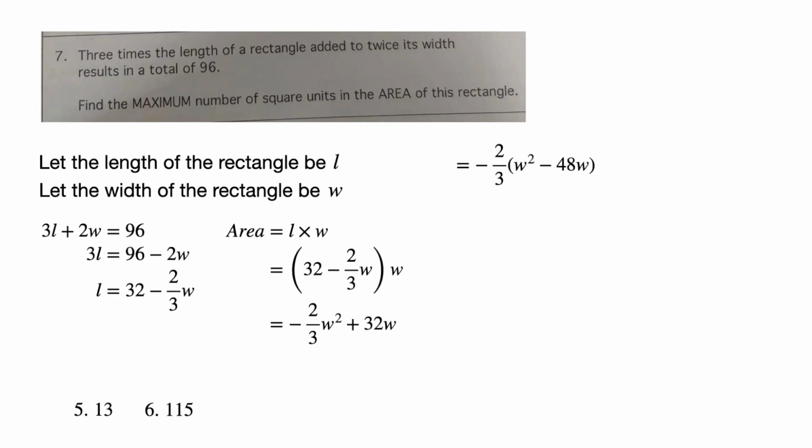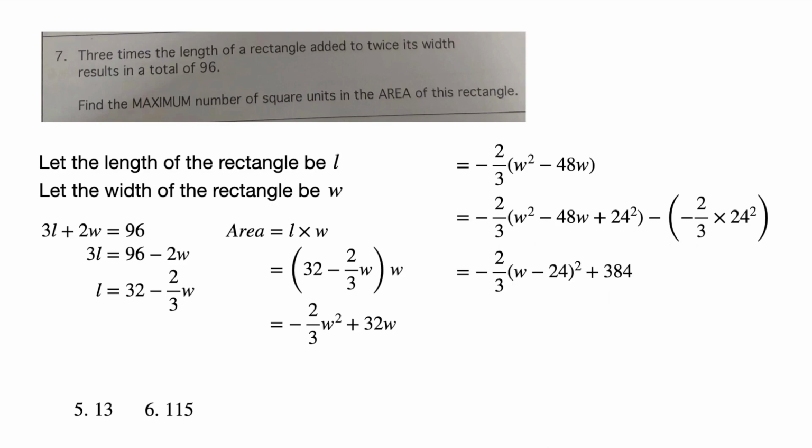So first, to complete the square, we pull out the leading coefficient, which is negative 2/3 here, and then add this 24 squared so we can turn this part into a square. But because we're adding things here, we also need to subtract it outside of the parentheses to make sure that the expression hasn't changed value. And then we simplify to get it in vertex form, with this constant out here being the maximum value of that downward-facing parabola that we're looking for. So there we have it. The maximum number of square units in the area of this rectangle is 384 units squared.